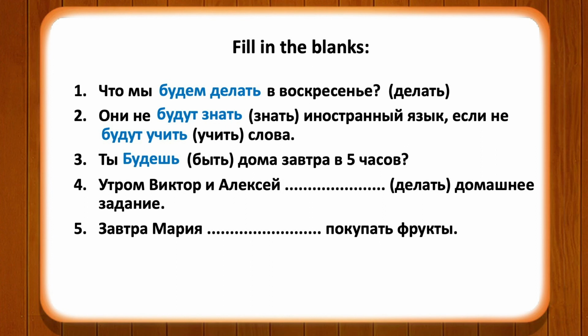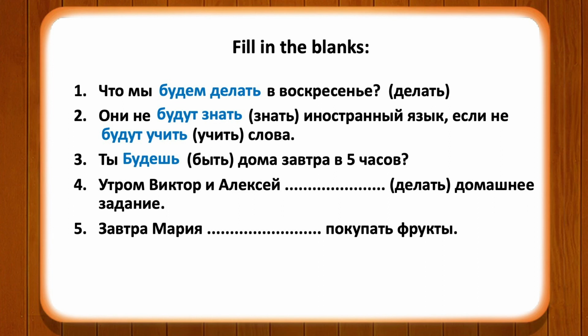In the next sentence, you have to use the appropriate form of the verb быть to make the sentences in future tense. Let us see. Утром Виктор и Алексей делать домашнее задание. The verb делать has to be used in future tense. The form of the verb быть will be according to the subject.